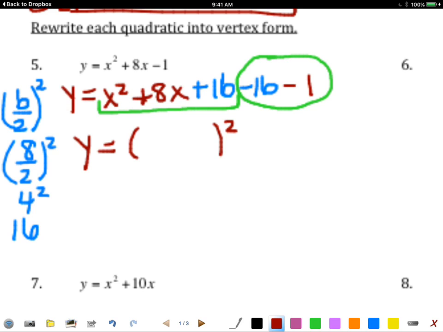And let me remind you of what to do here. All you're going to do is, what is the square root of x squared? X. Just x, good.